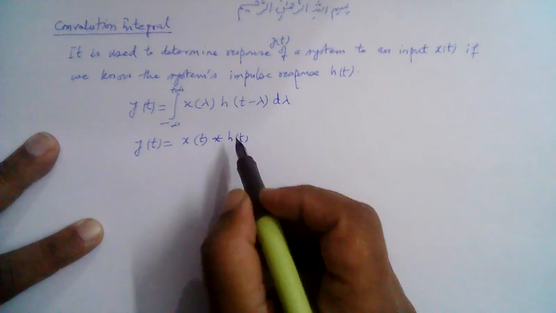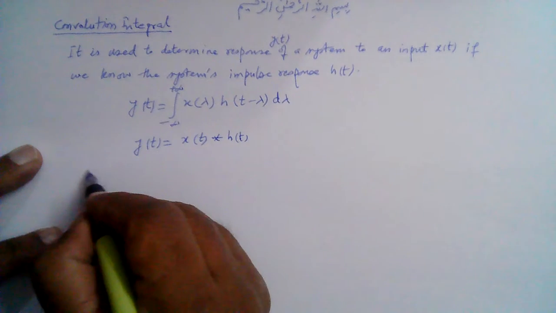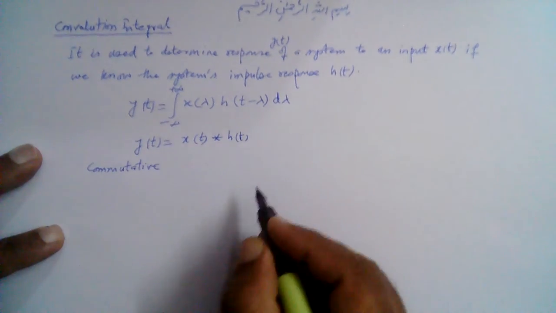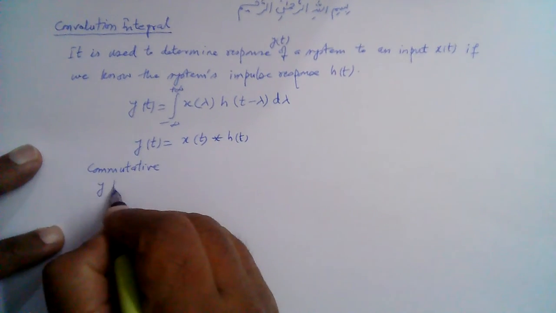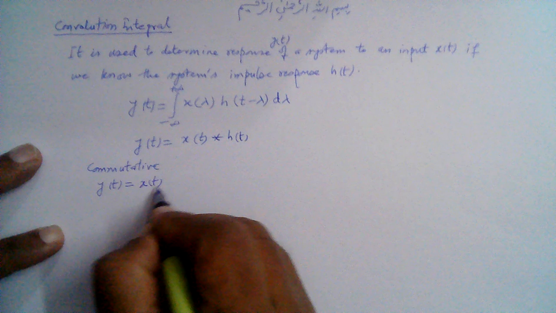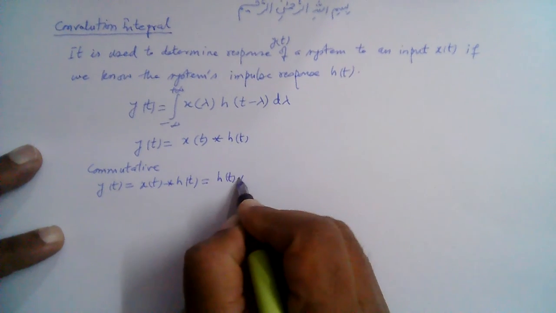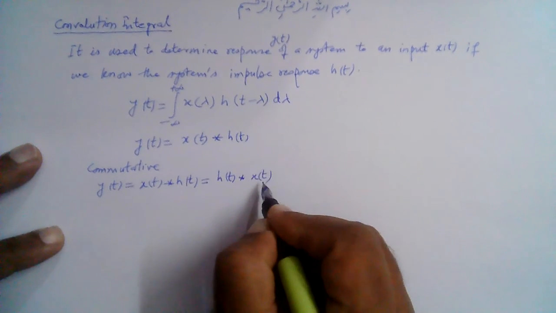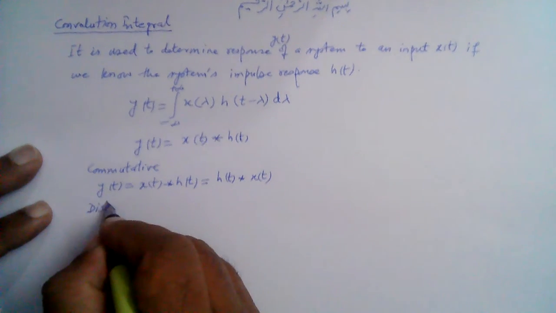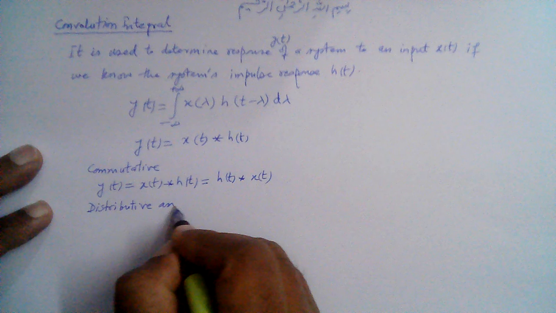So lambda is a dummy variable here, and this convolution integral is commutative. So y of t is equal to x of t convolved with h of t, and that is also equal to h of t convolved with x of t. It also follows distributive and associative properties.